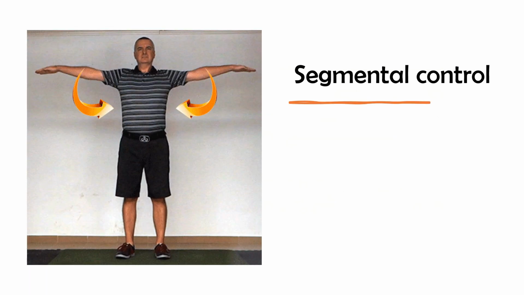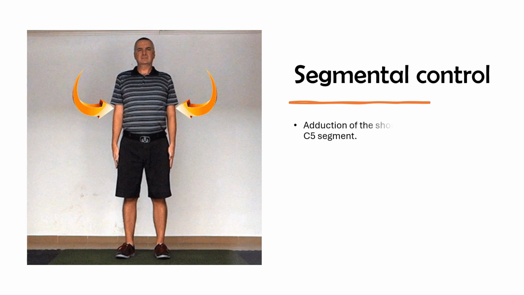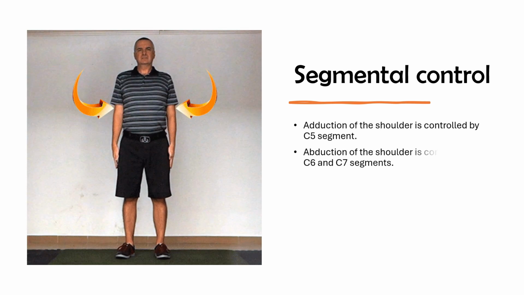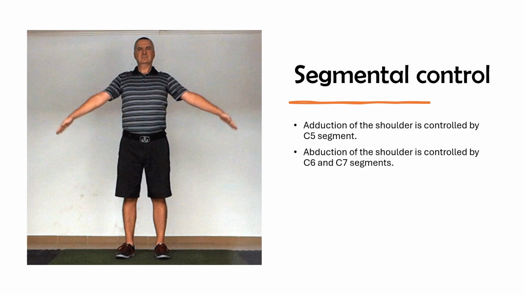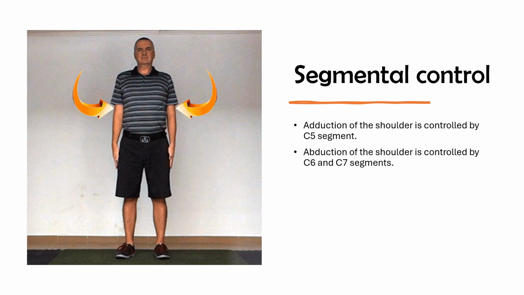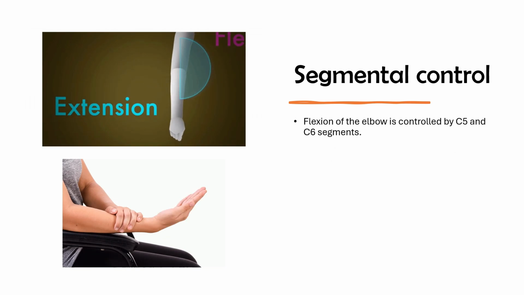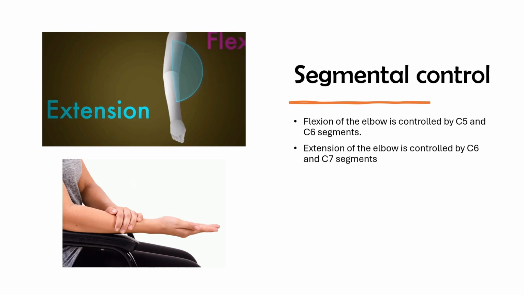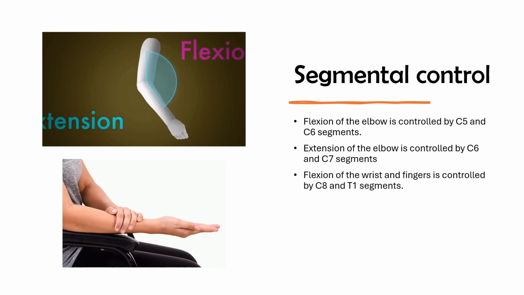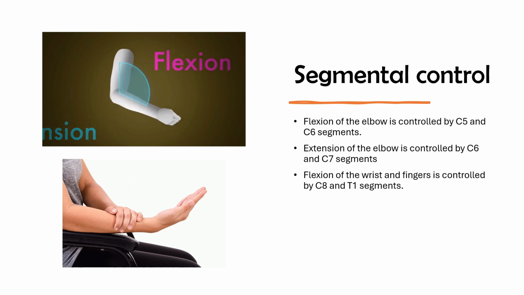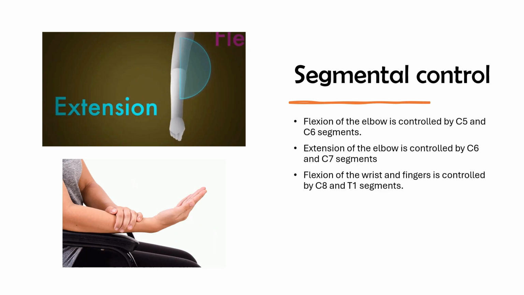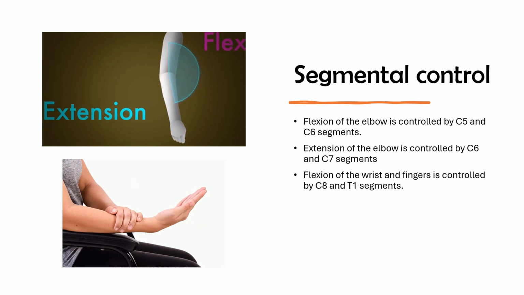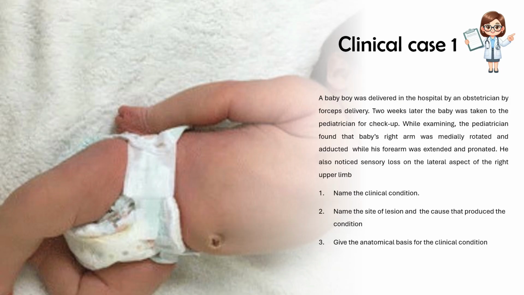Let's now look at the segmental control of movements occurring at the shoulder joint. Adduction of the shoulder joint is controlled by the C5 spinal segment, and abduction of the shoulder joint is controlled by C6 and C7 segments. Flexion of the elbow is controlled by C5 and C6 segments, and extension is controlled by C6 and C7 segments. And the flexion of wrist and fingers is controlled by C8 and T1 segments. This segmental control is important in understanding the features of the lesions of brachial plexus.